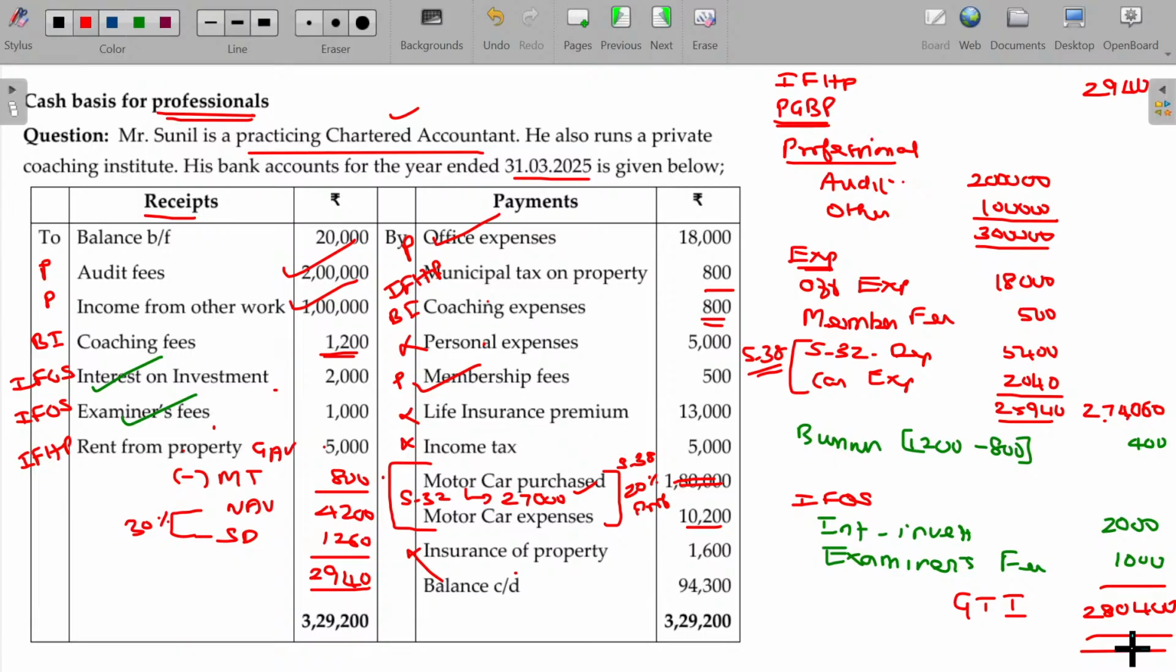If the same chartered accountant is working anywhere as an employee, then automatically salary will also come. So salary you have to calculate as per the salary topic provisions. Rental house property, if he lets out for rental, that will also be calculated. PGBP calculated and income from other sources calculated. If there is capital gain, that should also be calculated. By adding up all these things, you will get the gross total income of the assessee. Hope now you will be able to understand.